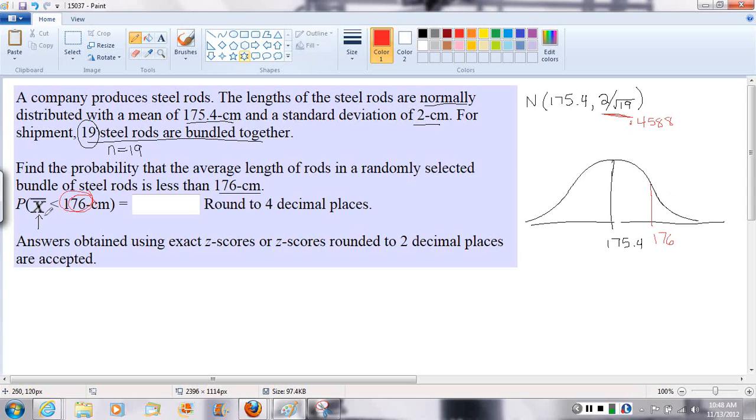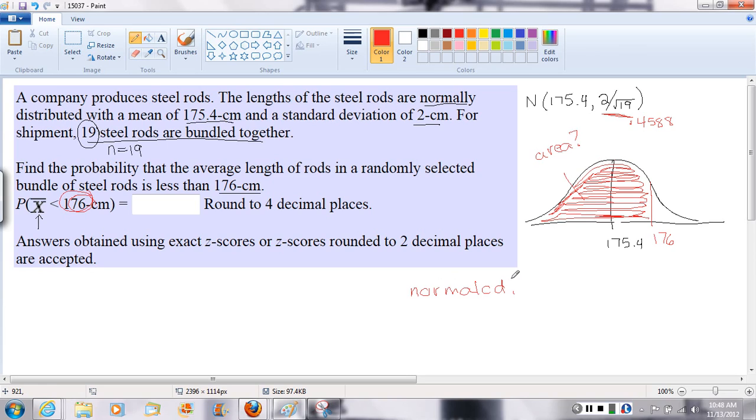Okay, so we're looking for the probability that the sample mean is less than 176, so we're looking for all the area to the left of that 176, so shade all that in red. And remember what calculator command helps us find area to the left of a value. We need to know what this area is, because an area tells us a probability. So we can find that area using the normal CDF command.